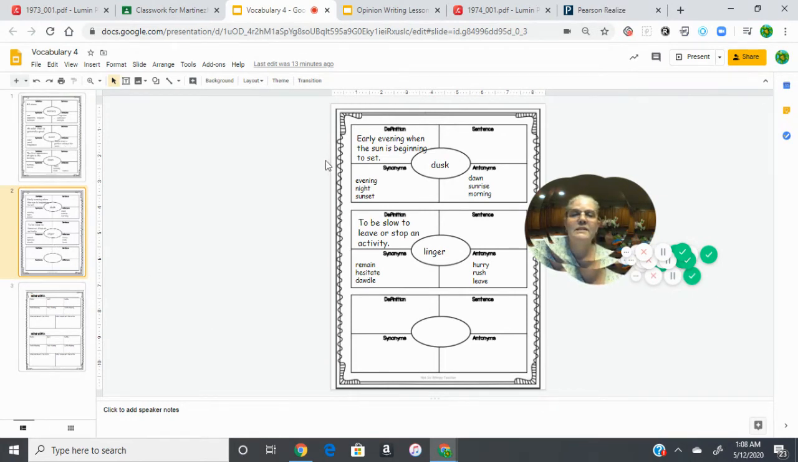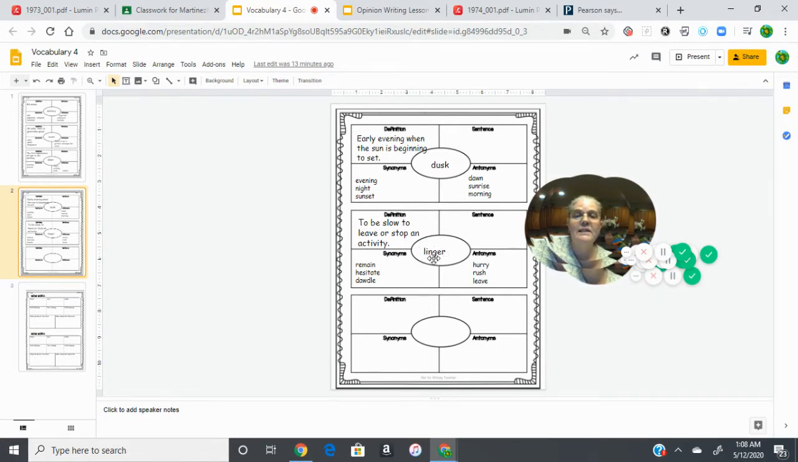The next word is dusk. Early evening when the sun is beginning to set is dusk. Synonyms would be evening, night, and sunset. And antonyms would be dawn, sunrise, and morning. So just the opposites of the word dawn that we had on the other page.